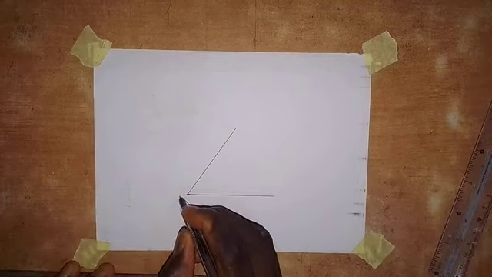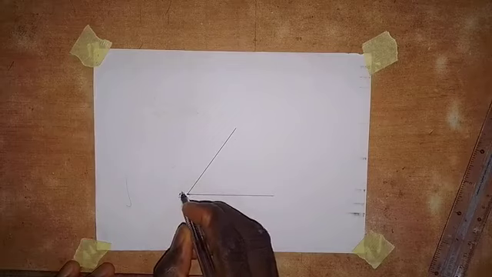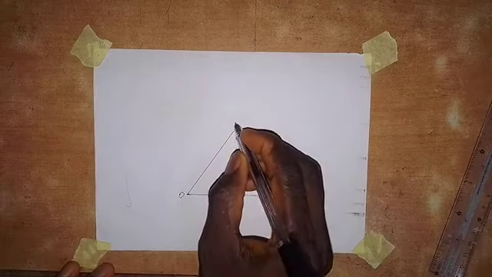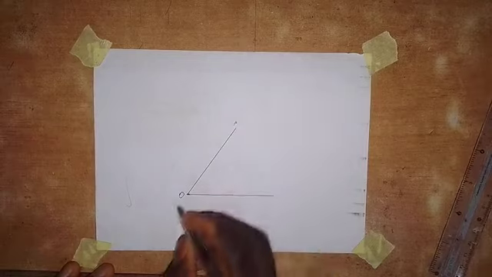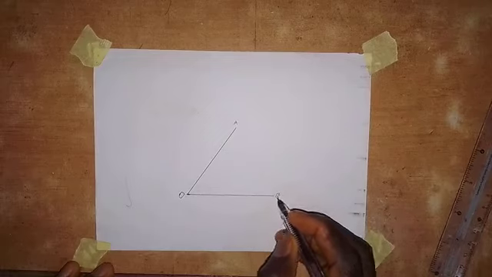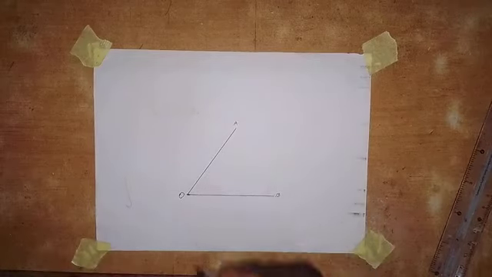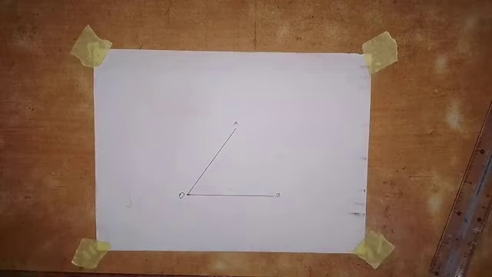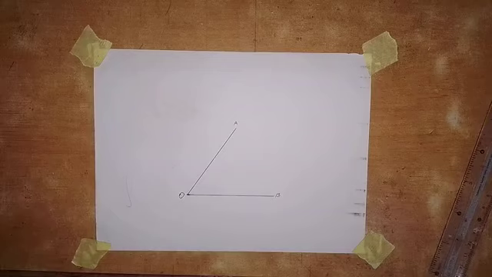Let's call this point O, and this is point A of this line. So this is line OA, and this is line OB here. Okay, so we have an angle between these two lines. Now, very important formation: for you to bisect an angle, you need three arcs. You need three arcs to bisect an angle. So let's start and see.